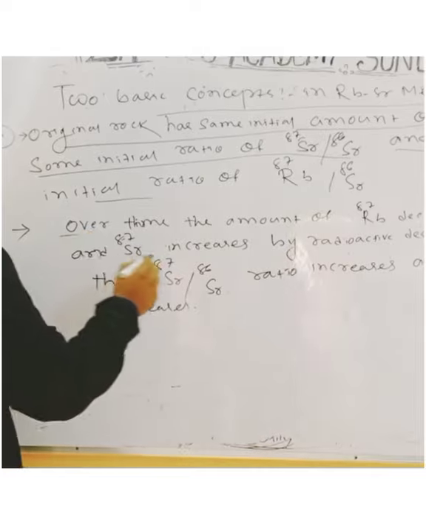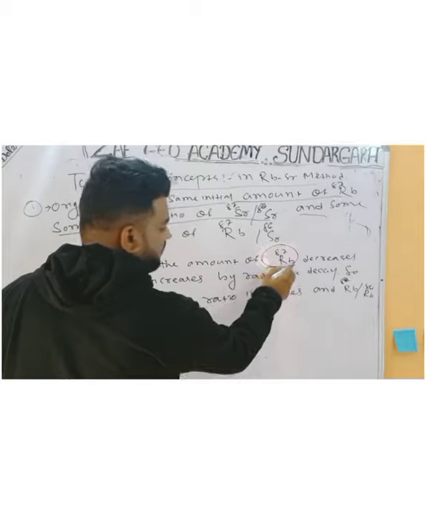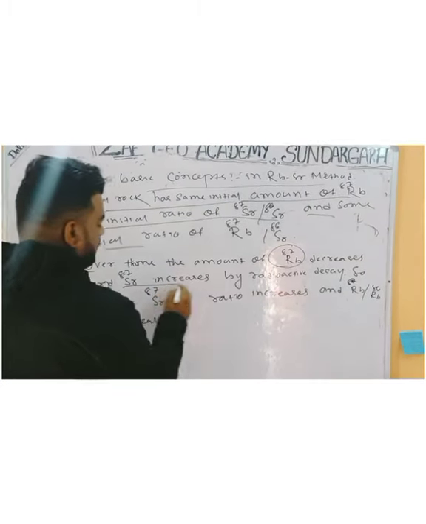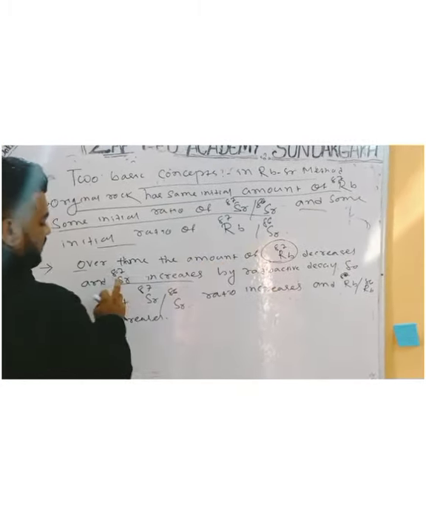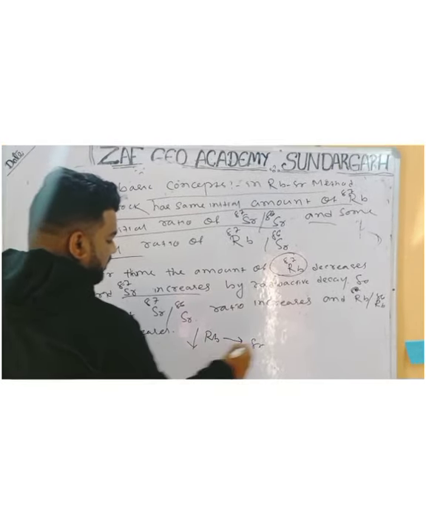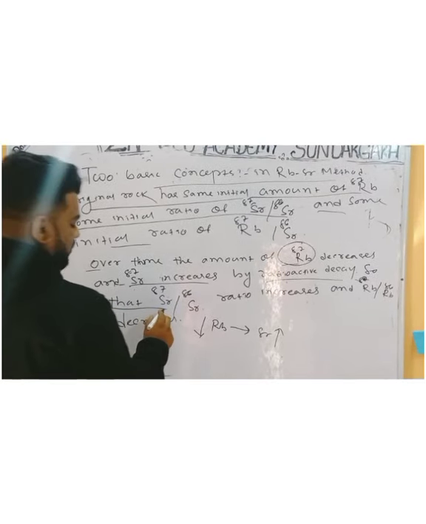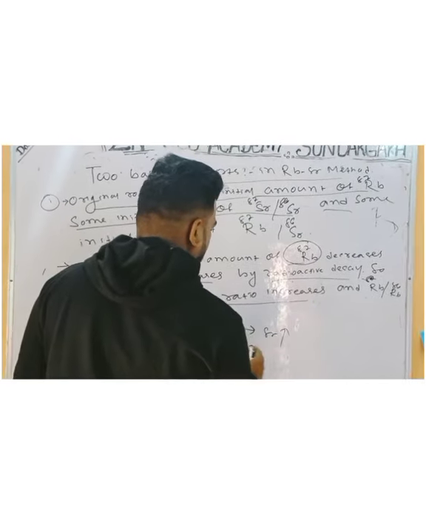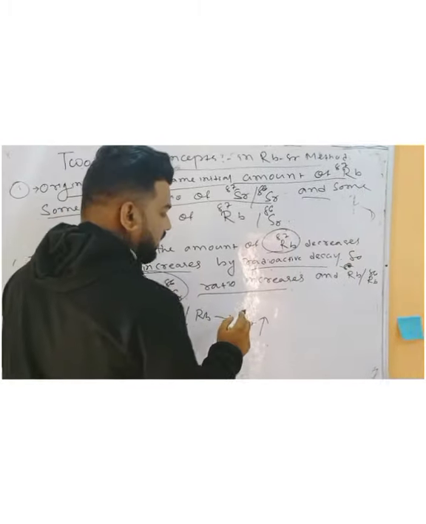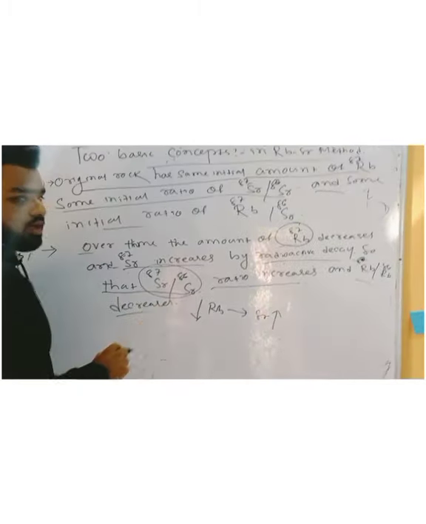Over time, since rubidium 87 is a radioactive element, the amount of rubidium 87 decreases and strontium 87 increases. Rubidium is converted to strontium, so it will decrease and strontium will increase by radioactive decay. So the strontium 87 by strontium 86 ratio will increase, and the rubidium 87 by strontium 86 ratio will decrease simultaneously.